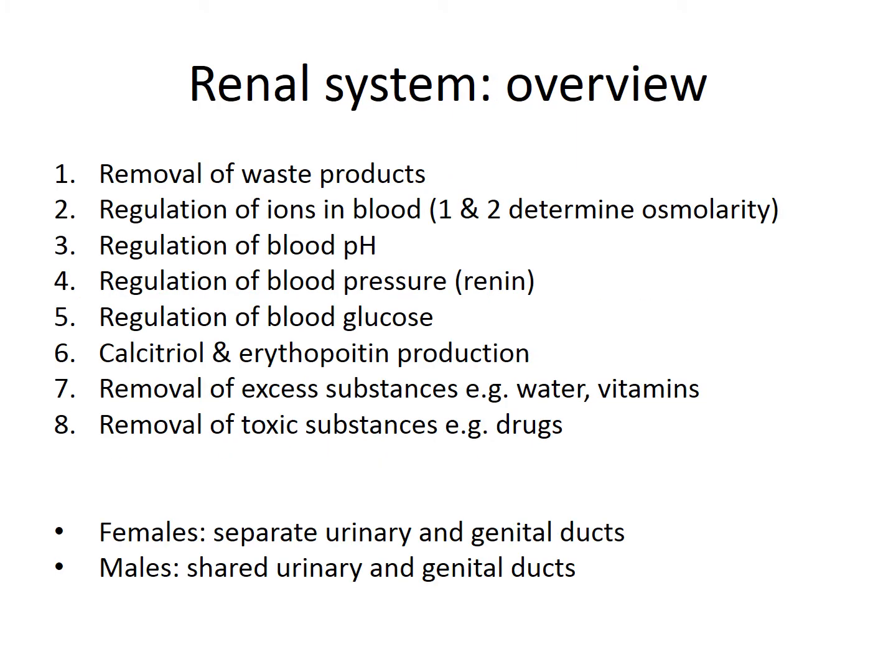So let's think about what the renal system does. Its primary function is to remove waste products from the blood by filtration. We'll consider that in the next few slides. The other thing it does is it regulates the levels of ions in the blood, which are critical for normal function. And so kidney disease can be associated with ionic imbalance within the blood. It's also important for the regulation of blood pH. And so indirectly it will affect respiration as well.